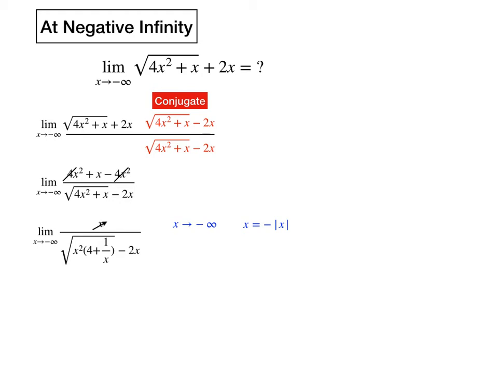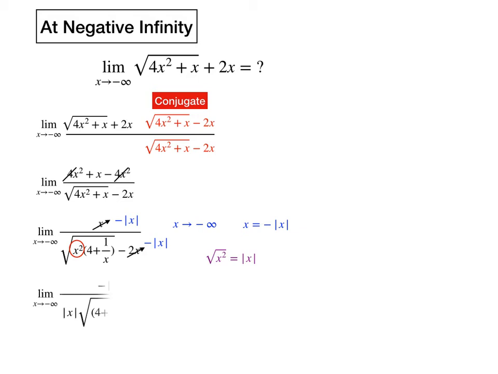All right. And then you can replace this x by negative absolute value of x, and this x by negative absolute value of x. And to reiterate why we want to factor x squared out: we know that we can move it out of the radical using the square root of x squared equal to the absolute value of x.